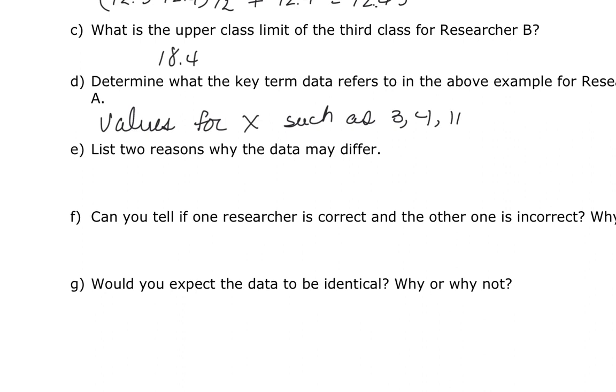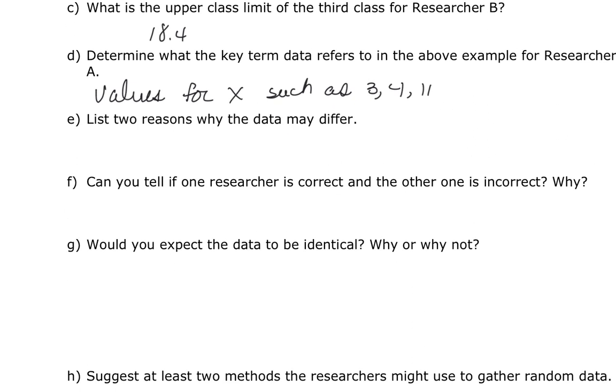And so the question is, can you tell if one researcher is correct and the other one is incorrect? And the answer is no, we don't have enough information to make such a claim. All we have is this raw data. So all we can do with it is put it into buckets and talk about frequency and the spread of the data. We don't know anything about the groups that it came from. So we don't have enough information to make any kind of claim about who is right and who's wrong.